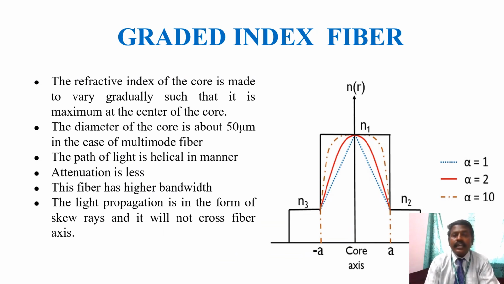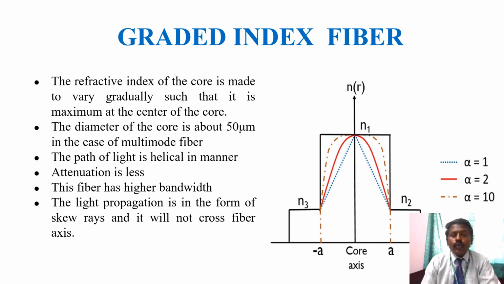So graded index means gradually varying. The refractive index of the core varies in a very gradual way, such that it is maximum at the center of the core and minimum in the cladding. So at the center, the refractive index is maximum. When you go away from the center, the refractive index is minimum, near the core cladding interface. So gradually it is getting decreased. That's why it is called graded index fiber.